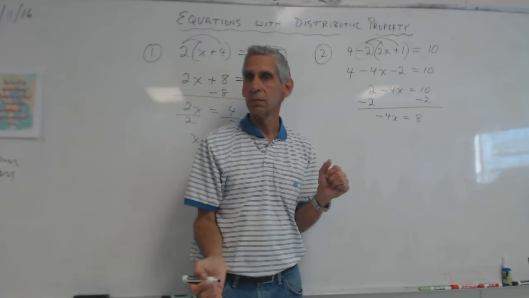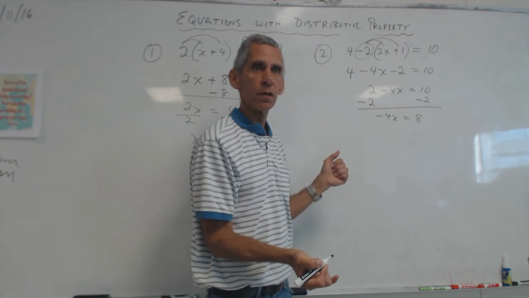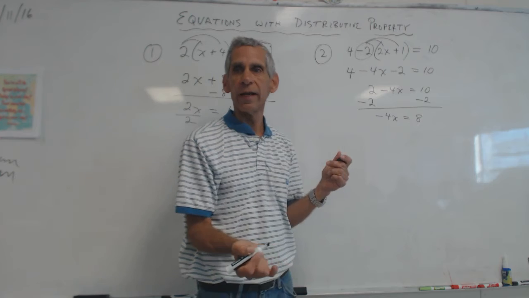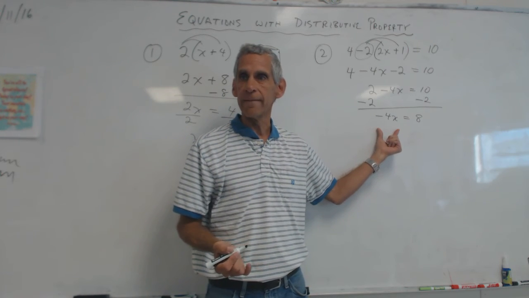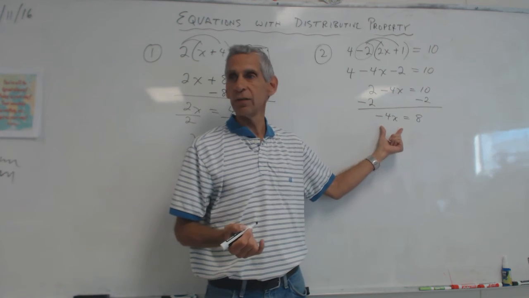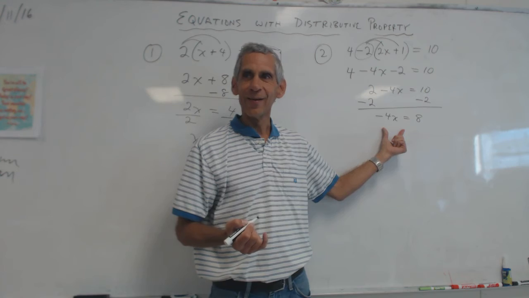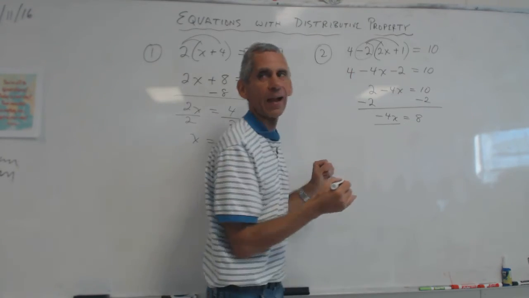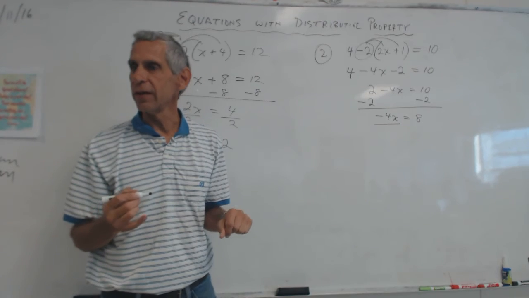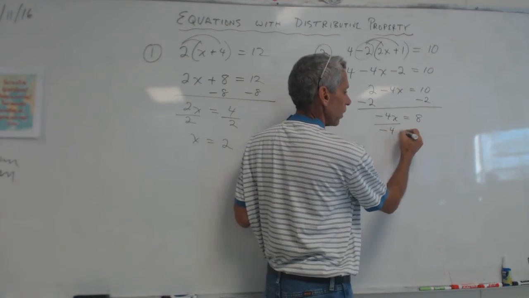Now what do I do? Divide by 4 or negative 4? Positive 4. How many people are doing the opposite? Raise your hand. How many people think you divide by positive 4? Raise your hand. Okay, how many people think you divide by negative 4? Raise your hand. How many people didn't raise their hand? Okay. All right. Whatever is in front of the x is what you divide by. What's in front of the x? Negative 4.